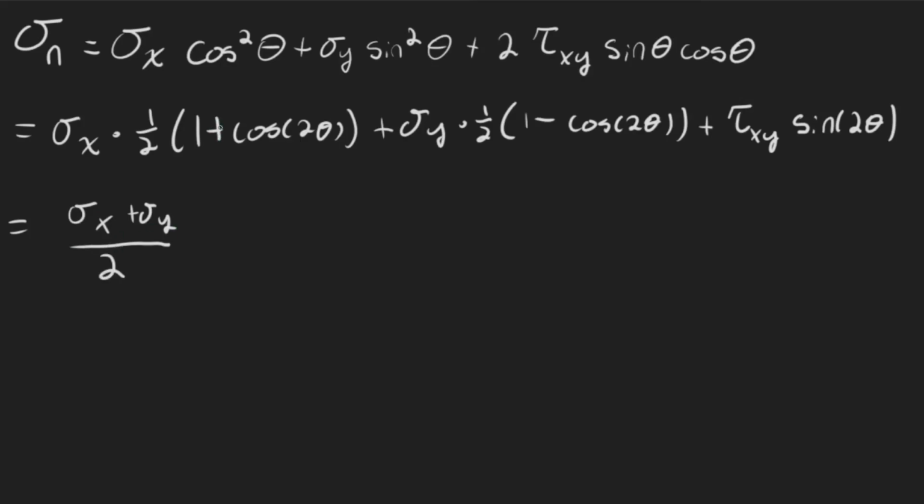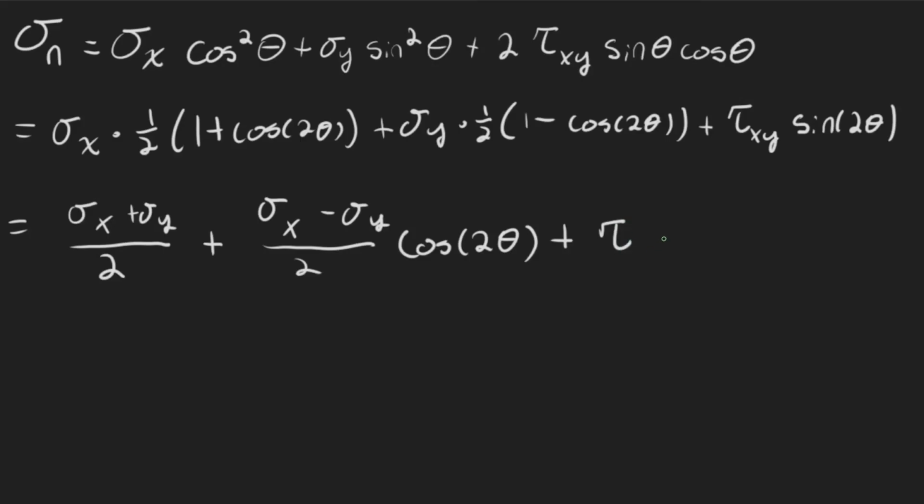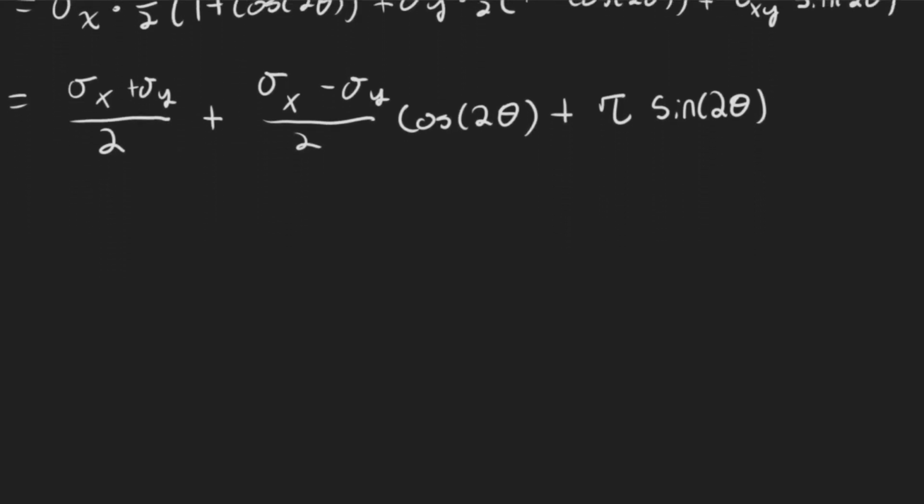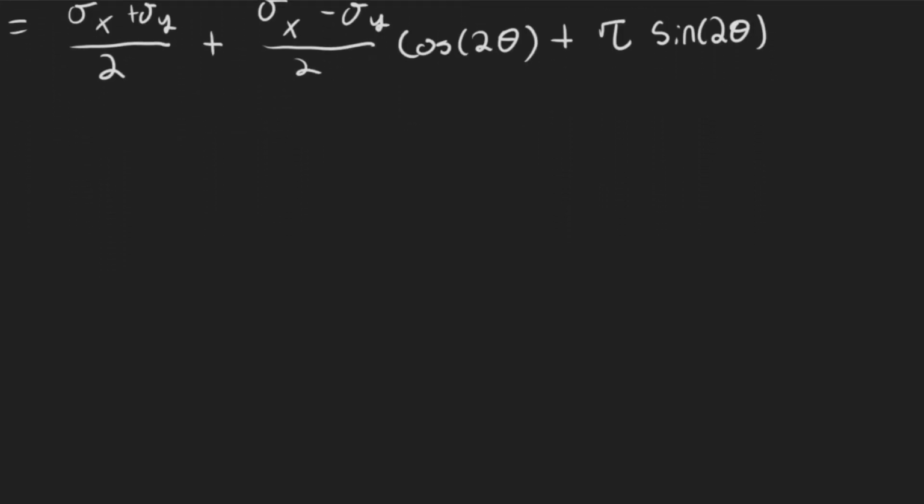So now notice that we have a 1/2 sigma x cosine and a negative 1/2 sigma y cosine as well. So we're going to combine these. We're going to have a sigma x minus sigma y over 2 cosine of 2 theta. And then we're going to have plus shear times the sine of 2 theta. And now for our shear, we can do the exact same thing. I'm not going to walk through the whole analysis again, but I'll go ahead and write it out.